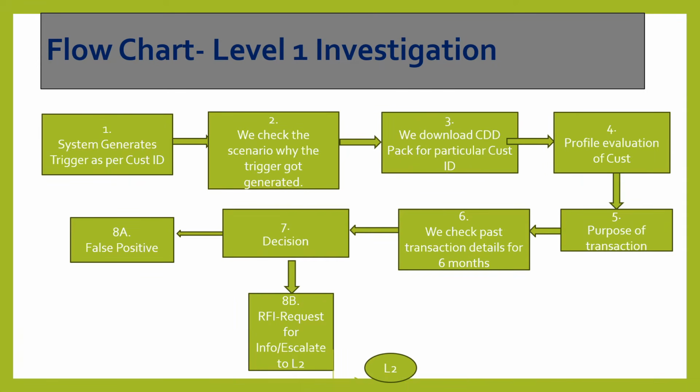Investigation is categorized in three different ways, which are level 1, level 2, and level 3. This is a flowchart diagram for level 1 investigation. We will discuss level 2 and level 3 investigation in our next video. So step number 1 is the system generates a trigger as per the customer ID. Then we check the scenario of why the trigger got generated. We'll discuss the scenarios later in this video.